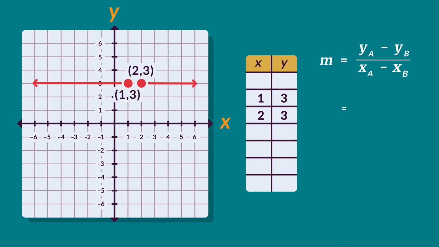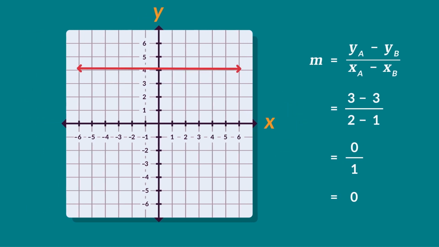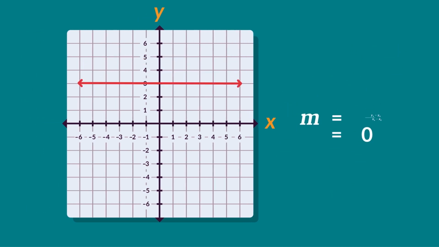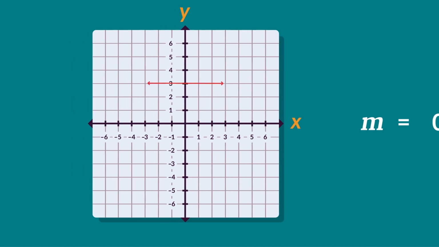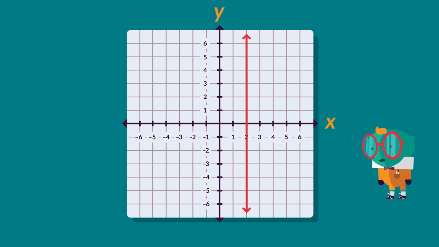Let's calculate the gradient between the points (2, 3) and (1, 3). When we divide 0 by any number, the answer is 0. So the gradient of any horizontal line is 0. If you climb a vertical cliff, you are climbing upwards only, not moving along.